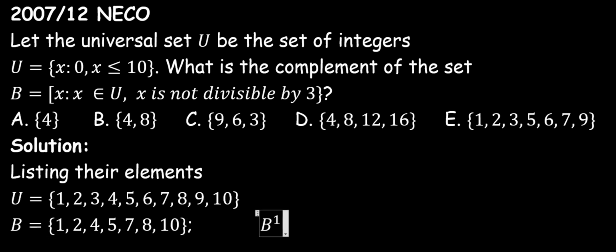We are to find the complement of the set B. B complement is the same thing as the set of elements that are not in B but are in the universal set, and that is 3, 6, 9.